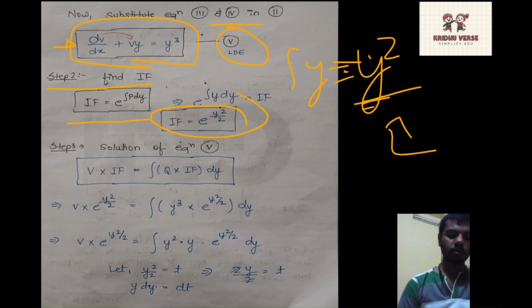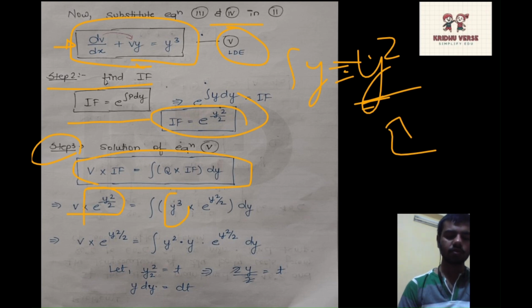Next, now we solve for the solution of equation number 5. For that we have the formula b into IF. This is the form to find the solution of equation number 5. So that is b into IF equals integral of, in bracket, q into IF dy. It's so simple. So now the b into IF value we keep here equal to integral of y cube into e power y square by 2 dy.